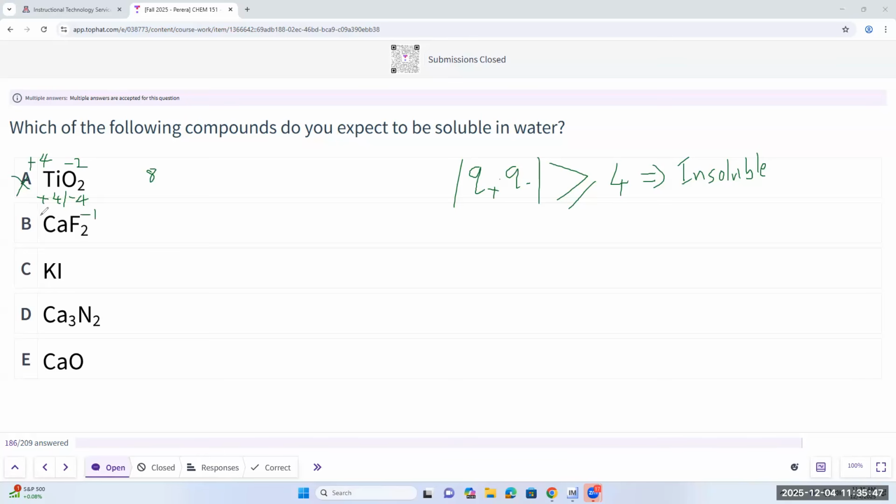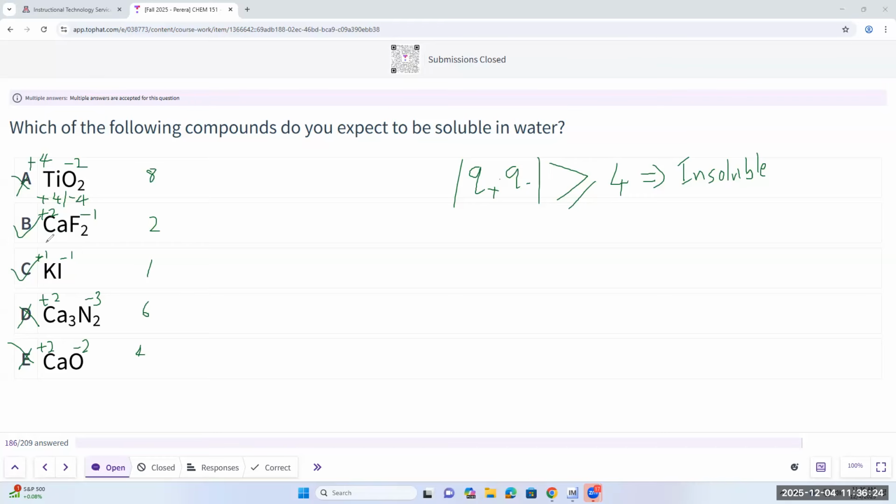Calcium fluoride: fluorine is always -1, calcium is always +2. The charge product is 2. Soluble. Potassium iodide: iodine is -1, potassium is +1. Charge product is 1. Soluble. Nitrogen is -3, calcium is +2. The charge product is 6. Insoluble. Calcium oxide: oxygen is -2, calcium is +2. The charge product is 4. Insoluble. Therefore, B and C are the soluble ionic compounds.